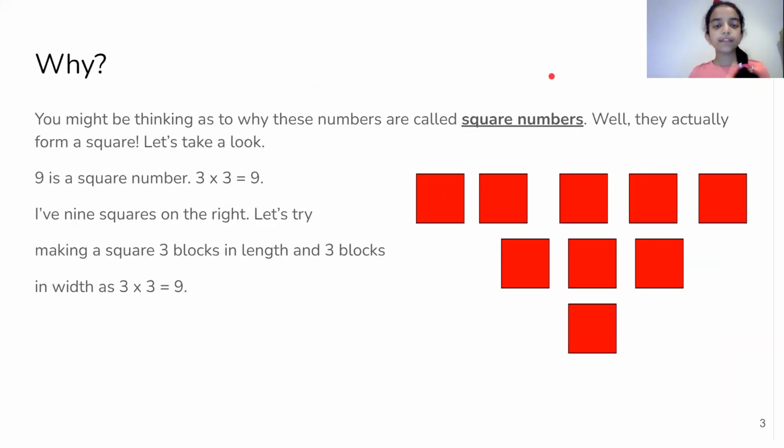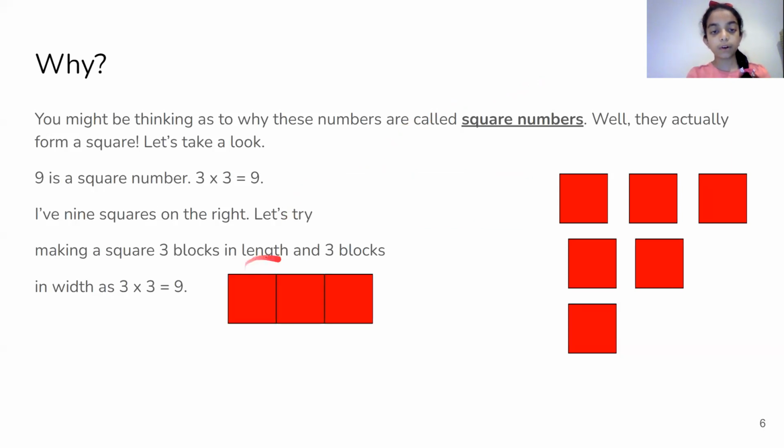So you might be thinking as to why these numbers are called square numbers. Well, they actually form a square. So let's take a look. 9 is a square number. 3 times 3 equals 9. You're multiplying 3 by itself. So I've got 9 blocks on the right. Let's try making a square with 3 blocks in length and 3 blocks in width. 3 times 3 is 9.